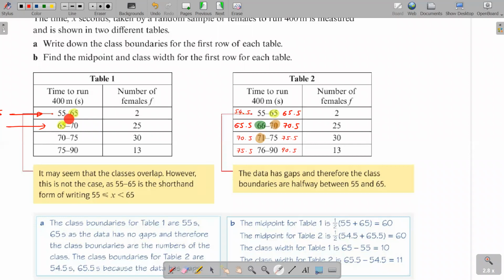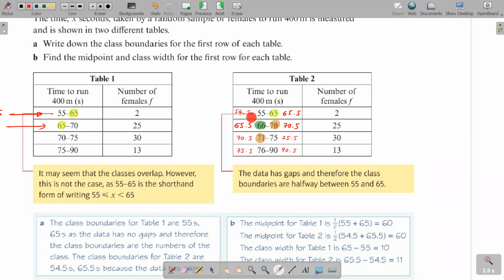How much is the class width for table 1? 10. You can see it's 10 for all of them. Is it? No, it's different. Okay, it's different. The class widths are different for each one, but you can directly take the class width of each specific interval by subtracting the class boundaries.